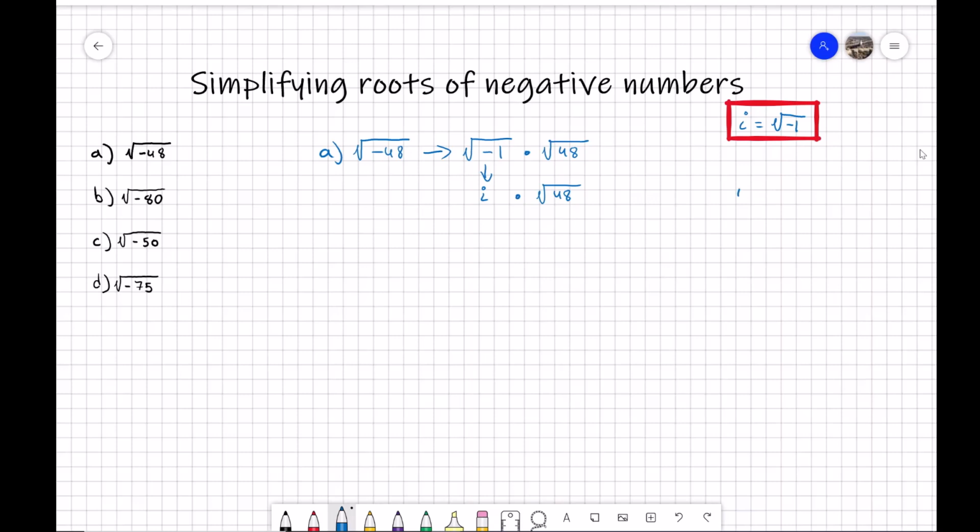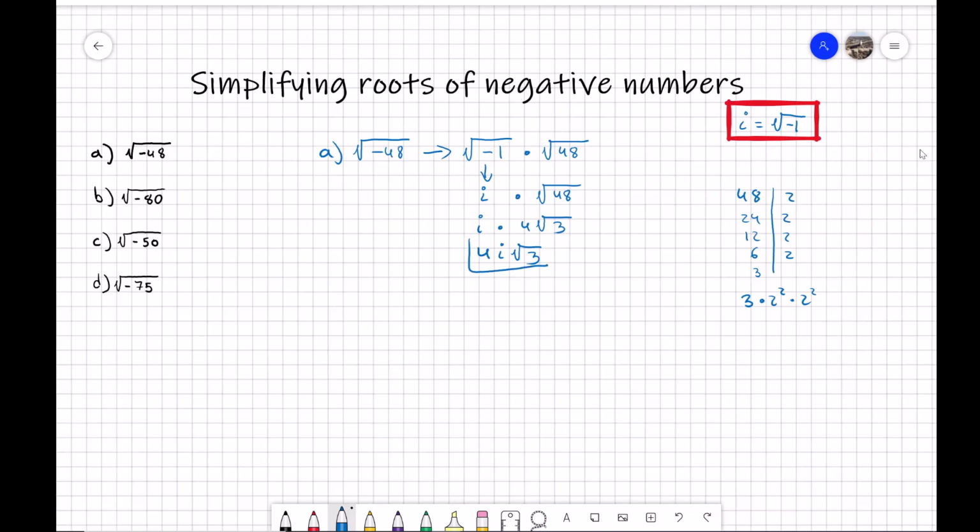Now if we simplify the square root of 48, we divide by 2 and get 24, then 12, then 6, and then 3. So we get that that's equal to 3 times 2 squared times 2 squared. So we end up with i times 4 square root of 3. The solution would be i times 4 square root of 3, or it can also be written as 4i square root of 3.